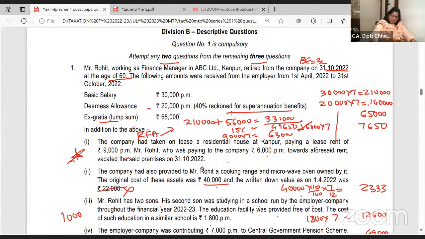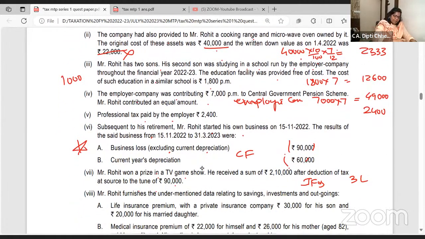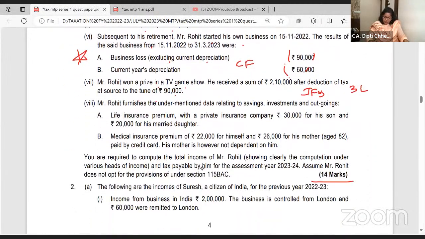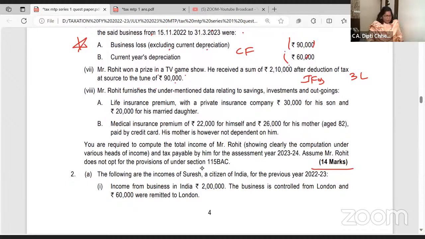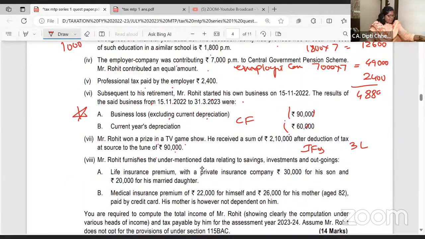Now do the total. 210 plus 140 DA. Ex gratia will be a part of the taxable salary. See, if you don't take ex gratia, your whole calculation will go wrong, and you won't even get half marks. 49,000 and 2,400. Yes, we got it correct. And from here, I want to take it in the notebook. Once you write the gross salary down here, 488. One second.